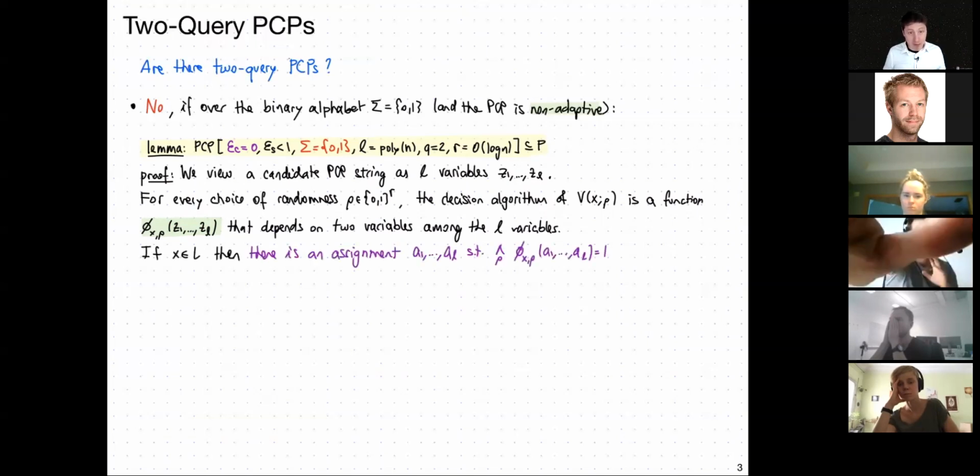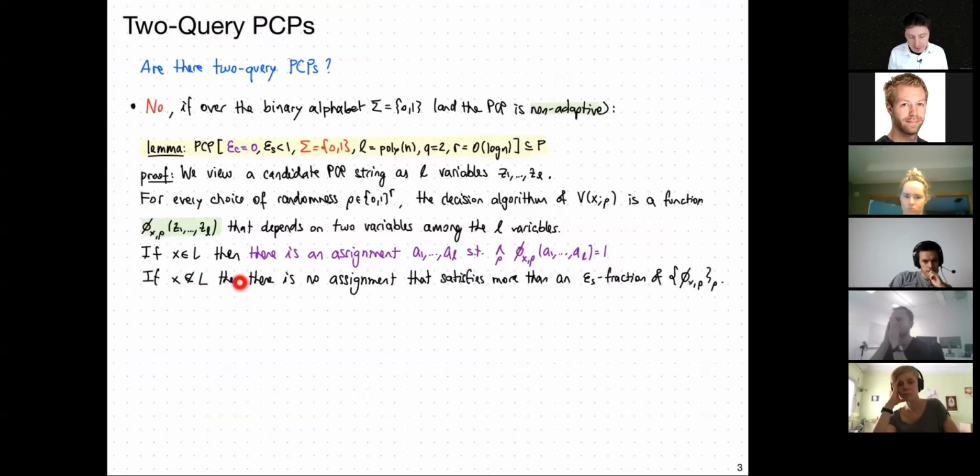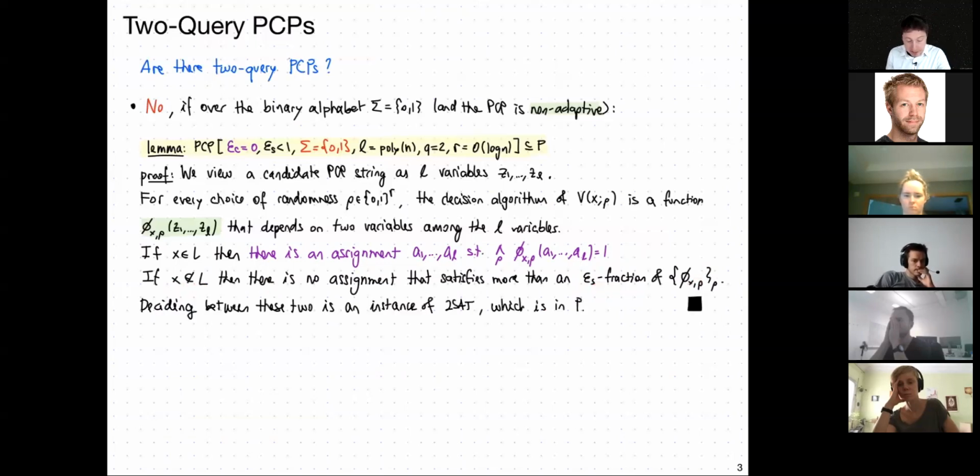Therefore, if X is in L, there is an assignment to the variables such that the conjunction of all of these functions is 1. And if X is not in L, then there is no assignment that satisfies more than some epsilon S fraction of these functions, predicates essentially. Deciding between these two cases is an instance of 2SAT, which is in P. Why is it an instance of 2SAT? Because whatever this function is, it depends on two variables, so you can just express it as a clause on two variables. And here we have a number of clauses of two variables each.